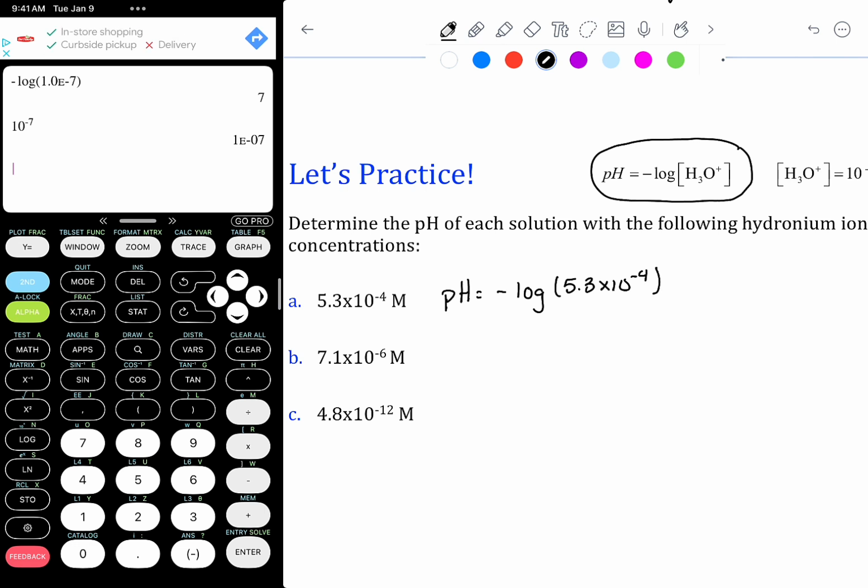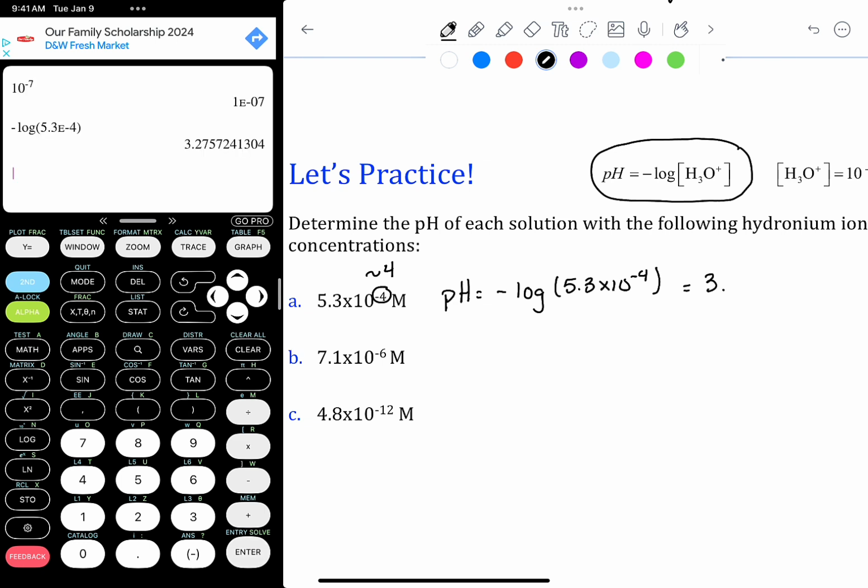And again, our little trick, our number for pH should be around 4. So that's what we're looking for, approximately 4 for our pH. So let's plug that into our calculators. On mine, I do a negative log, and then I type in my concentration, 5.3 times 10 to the minus 4. And I get a pH of 3.3 with sig figs, which is near 4. It's within 1 pH unit of 4. So there we go, checking our work.